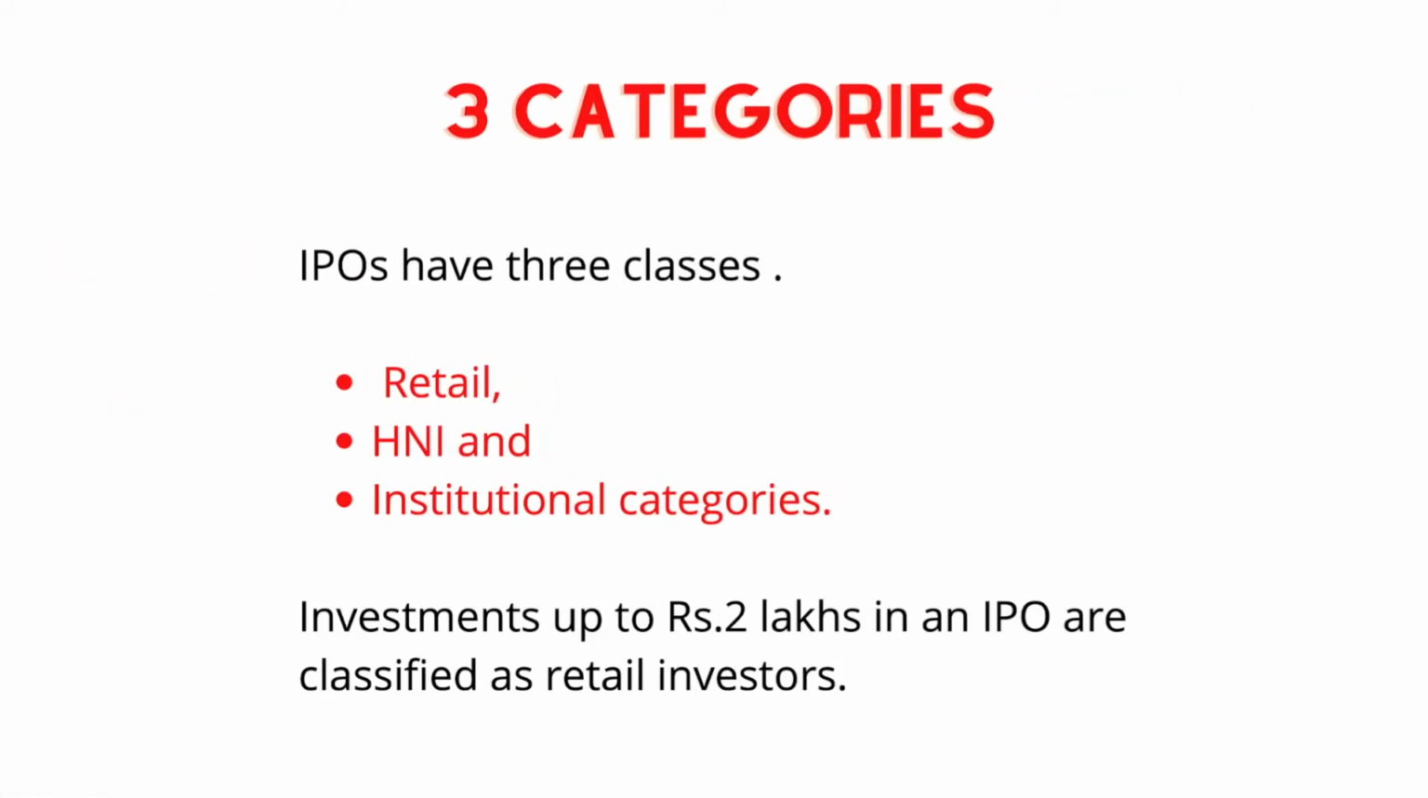Suppose if you want to invest in IPO, the first thing you will have to do is to decide in which category you want to appear for the IPO. There are three categories: retail, high net worth individuals, and institutional category. In retail category, the investment for IPO must be less than 2 lakhs. In case of high net worth individuals, it must be greater than 2 lakhs. In case of institutional categories, the investment money will be in a large amount.